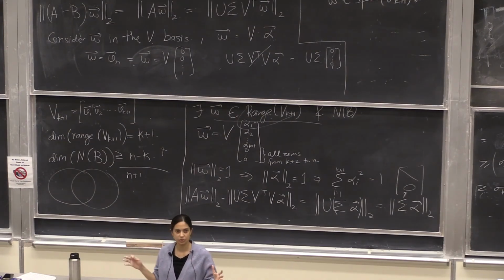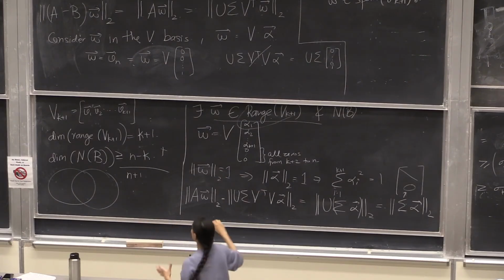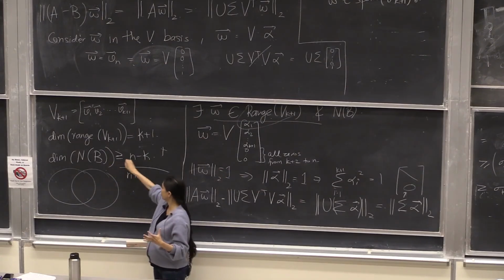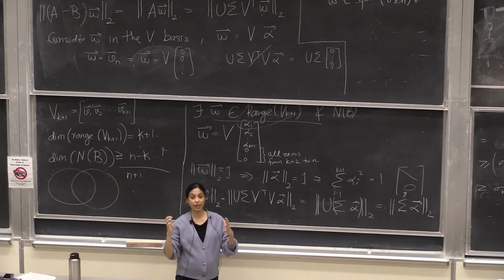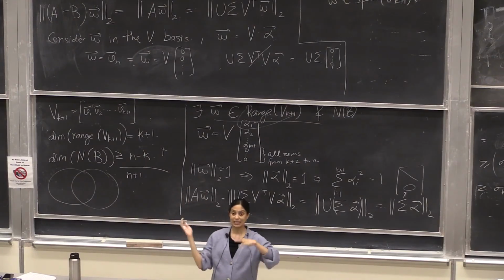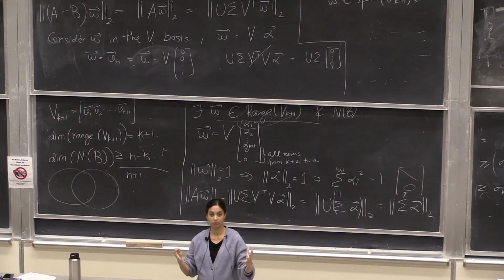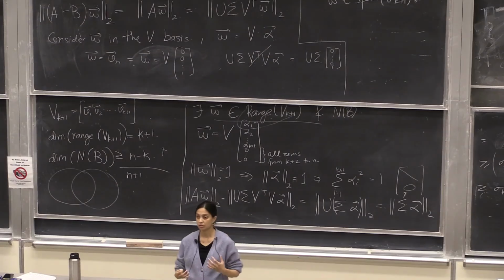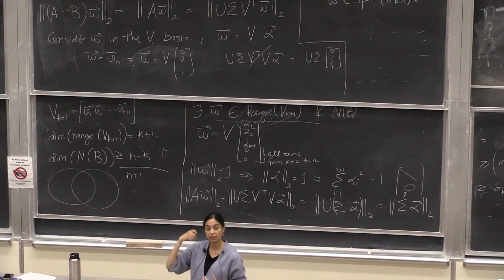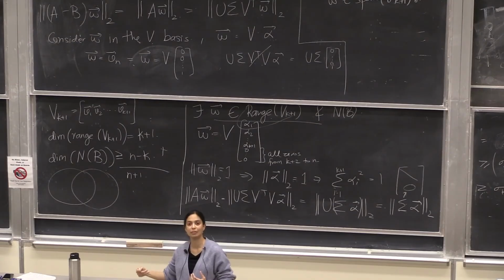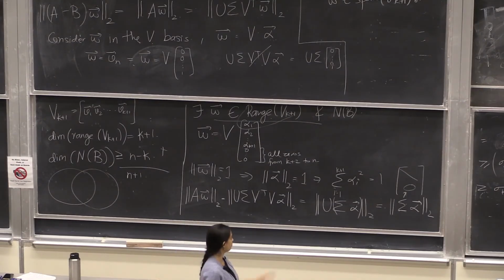Everyone with me? Questions? So the question is, why is the dimension of the null space of B greater than or equal to n minus k? The rank of B is less than or equal to k, so the rank of B could be 0. If the rank of B was equal to k, then the dimension of the null space of B would be equal to n minus k. No, the alphas are not 1. The sum of the alpha squares is 1, because alpha is a unit norm vector.